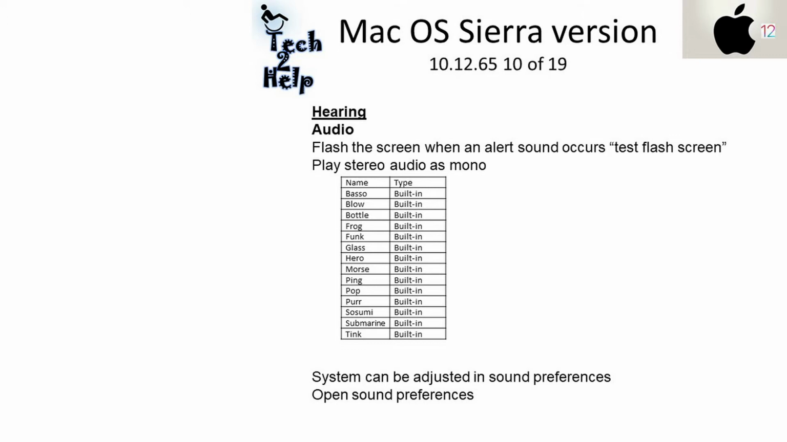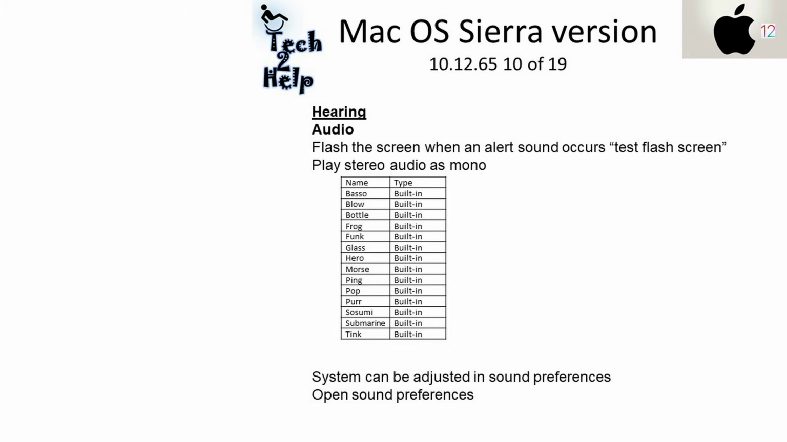Hearing. Audio. Flash the screen when an alert sound occurs. Test flash screen. Play stereo audio as mono. Alert sounds, name and type: Basso, built-in. Blow, built-in. Bottle, built-in. Frog, built-in. Funk, built-in. Glass, built-in. Hero, built-in. Morse, built-in. Ping, built-in. Pop, built-in. Purr, built-in. Sosumi, built-in.